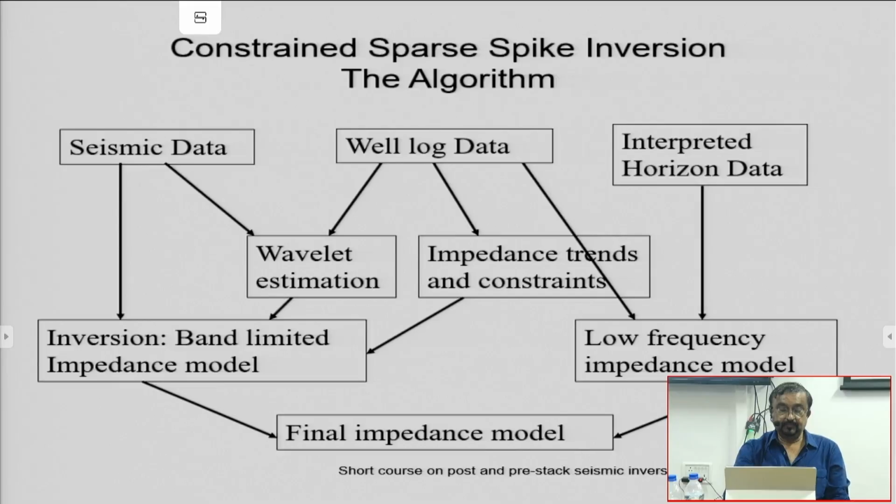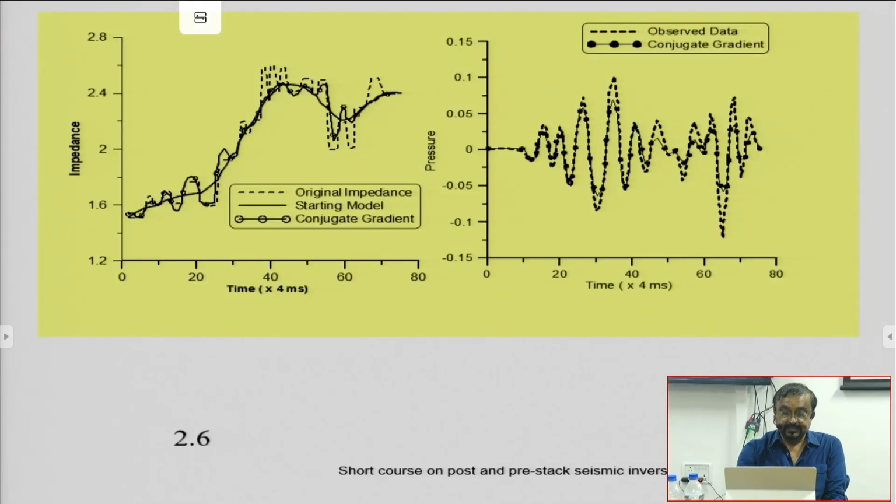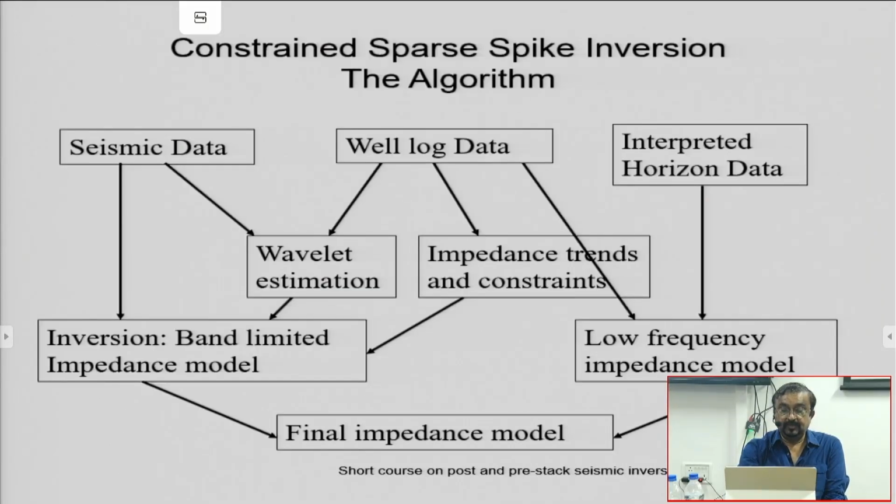If you look at the complete workflow, you have seismic data, we have well-log data, then we have interpreted horizon data. Using these, you generate the low frequency impedance model. All you do is interpolate in between the well locations and extrapolate away from the locations, guided by the horizons. And then you just filter it, typically to less than 10 Hertz, okay? And that's your starting model. And then you run this inversion.